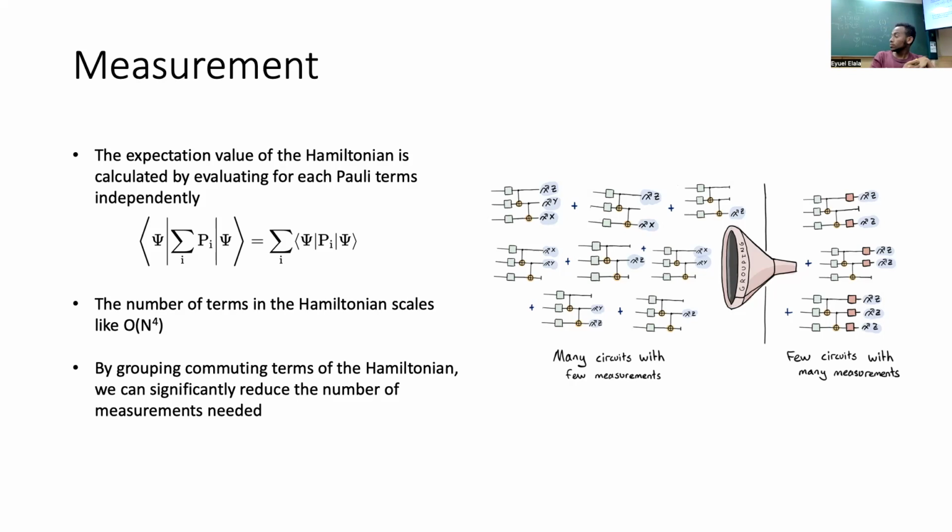But does the scaling order change after we group the commuting terms? I'm not sure if the order changed, but it's one way of reducing the cost overhead, the total cost of the requirement. So group them together and reduce the number of circuits that need to be measured. So this is the final step. After we evaluate the expectation value, it corresponds to the energy.